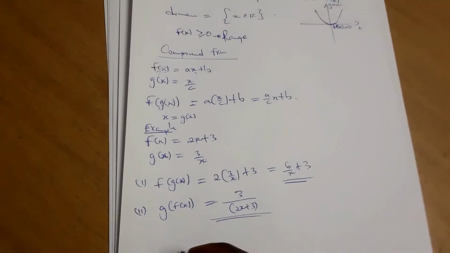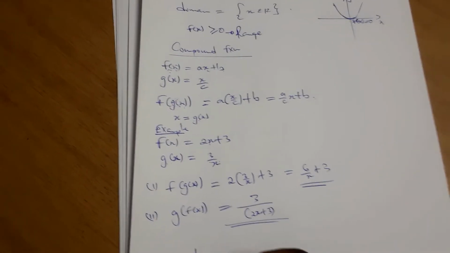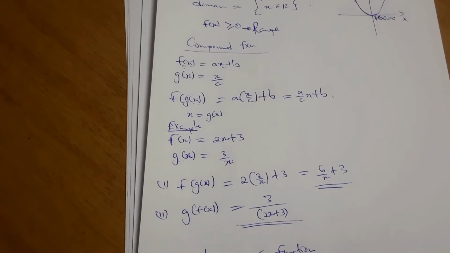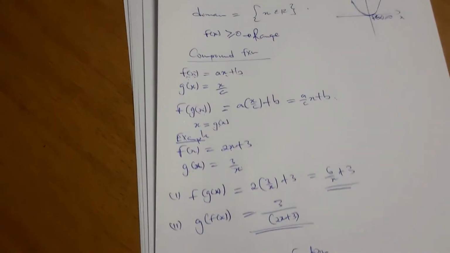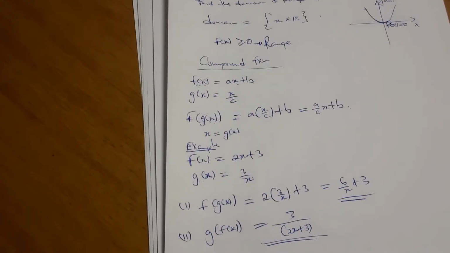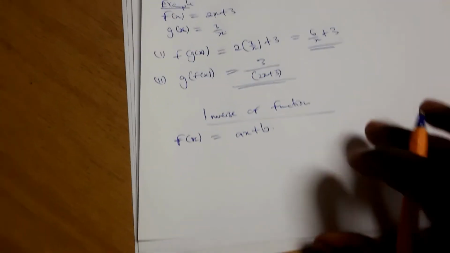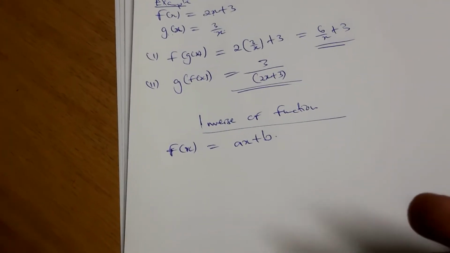Now let's consider inverse of functions. Let's take a look at maybe a random function, f of x is equal to ax plus b. This is how I do it, and it's actually pretty simple.